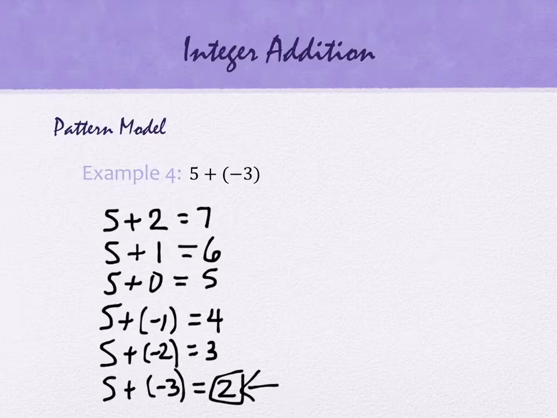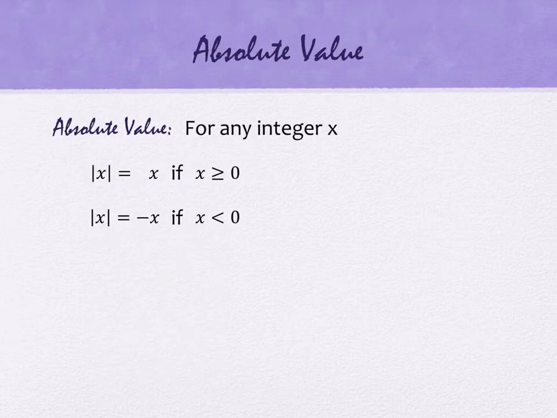All right, this is going to feel a little bit awkwardly placed, but that's okay. It's related to what we're doing. Absolute value. So let's write down the definition first, and then we'll talk about it from a picture point of view, or graphical point of view. Absolute value for any integer x: the absolute value of x is equal to itself, x, if x is greater than or equal to 0, and it's equal to negative x if x is less than 0.